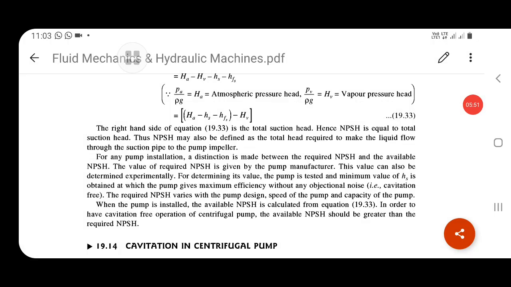When the pump is installed, the available NPSH is calculated from the equation. So in order to have cavitation free operation of a centrifugal pump, the available NPSH should be greater than the required NPSH. So this is the net positive suction head. Write down.